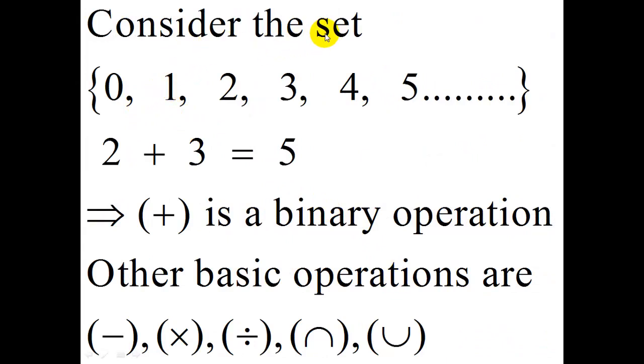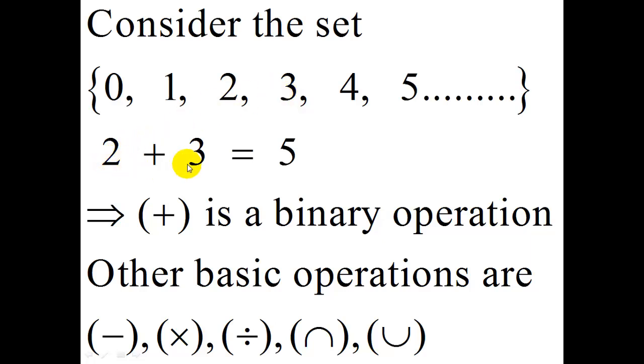Consider the set with 0, 1, 2, 3, 4, 5 as the elements of the set. Now 2 and 3 are elements of this particular set, and they are two different elements. When we say binary, binary means 2, and so a binary operation is any operation that combines two elements to give another element. That is all. So 2 and 3 are elements of this set.